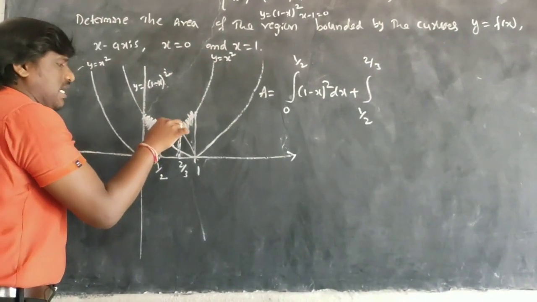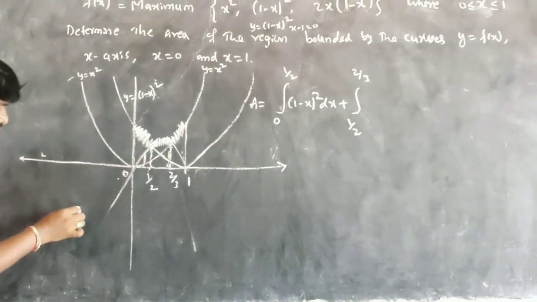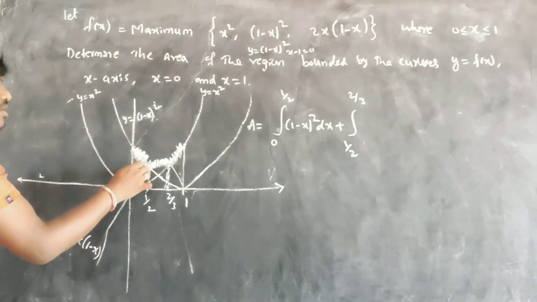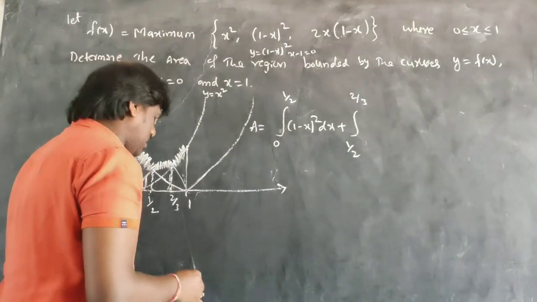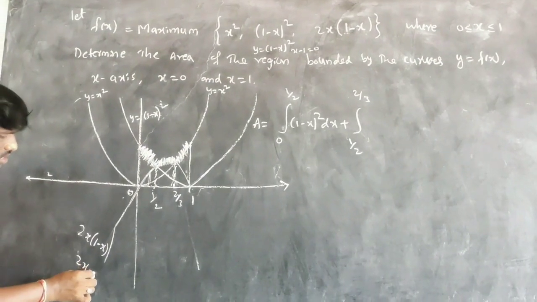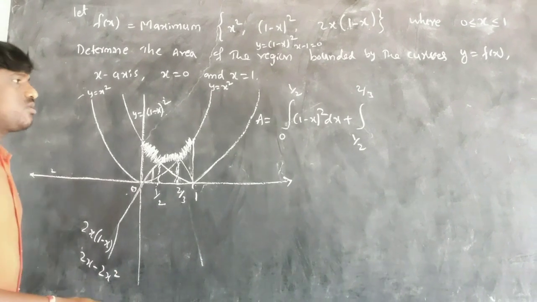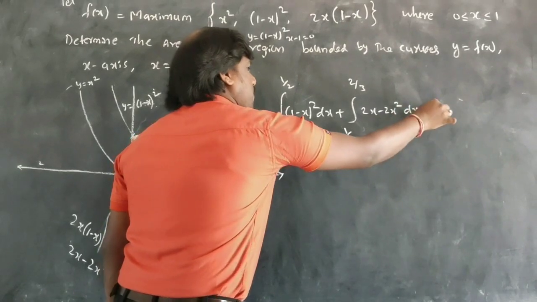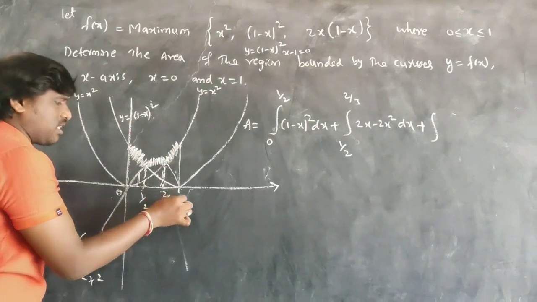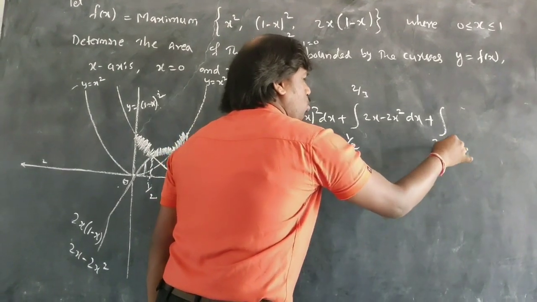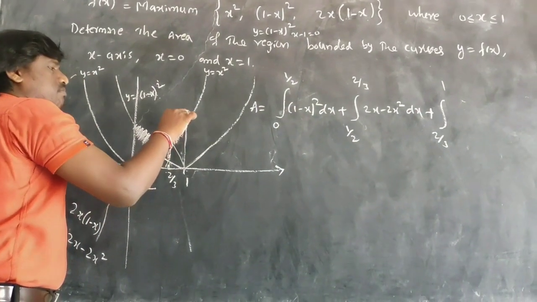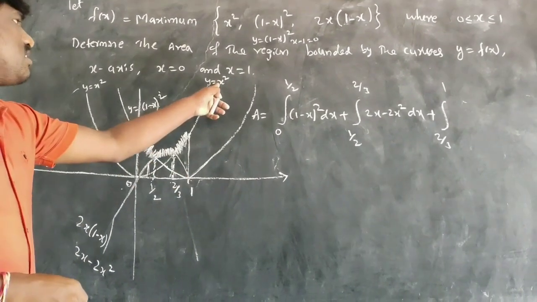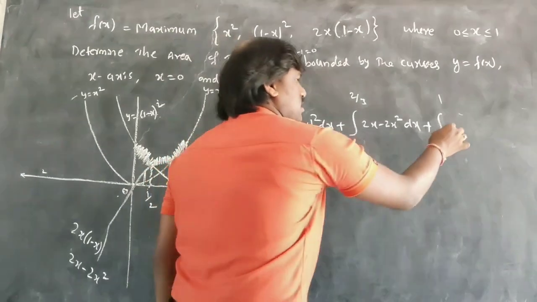In this place, this is the max. So what was this one? 2x into (1 minus x). This is the graph of this point, so I can write it as 2x into (1 minus x). If I multiply this, 2x minus 2x square. So this will be 2x minus 2x square dx plus integration next from 2 by 3 to 1. In this case, which graph is coming here? The graph is y is equal to x square. So x square dx.